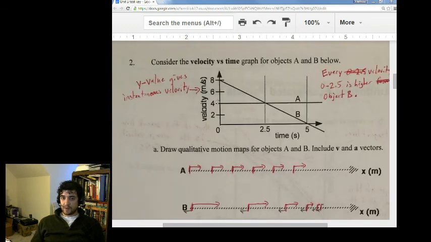A is simply a rectangle, so it's length times width. 5 times 4 is 20, so we have a displacement of 20 for A. B is a triangle, so that's 1/2 base times height. 1/2 of 8 is 4, so there's your 1/2 height times the base. 4 times 5 is 20. Both of them have a displacement of 20 during that 5 seconds.